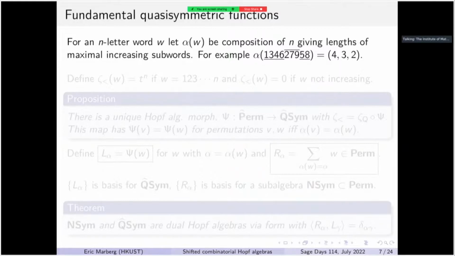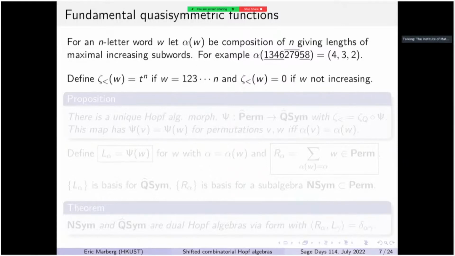composition where we just measure the maximal increasing subwords and record those as the parts of our partition. So in this word here, there's an increasing word 1, 3, 4, 6. So that gives us 4 here, and then 2, 7, 9, that gives us a 3, and then 5, 8, that gives us a 2.